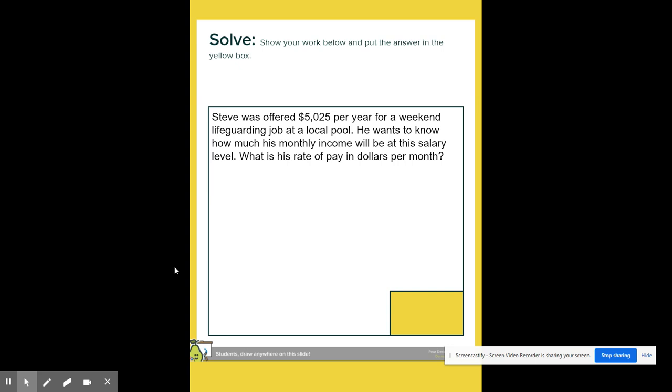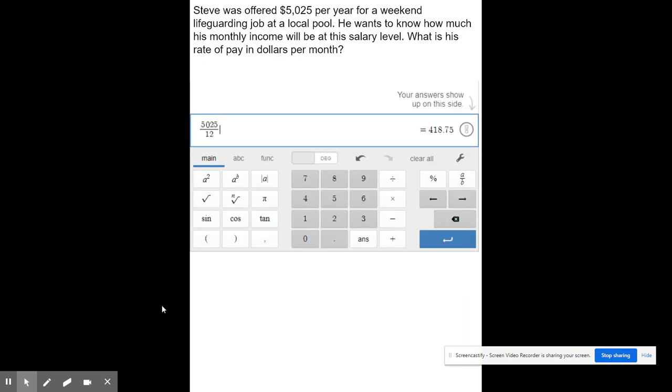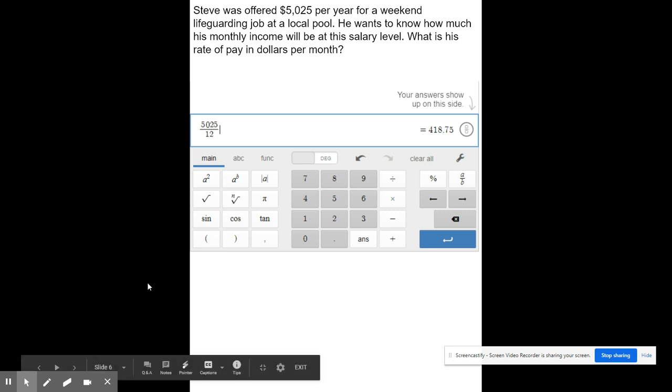Steve was offered $5,025 per year for a weekend lifeguarding job at a local pool. He wants to know how much his monthly income will be at his salary level. What's his rate of pay in dollars per month? Again, per month. We know we're looking for 1 month. Month goes on the bottom. 5,025 divided by, there's 12 months in a year, by 12. And that's what I did on Desmos here. It came out to $418.75. Again, when we're dealing with money, we do round to the nearest cent, whether we're told to or not. This one happens to end up there.